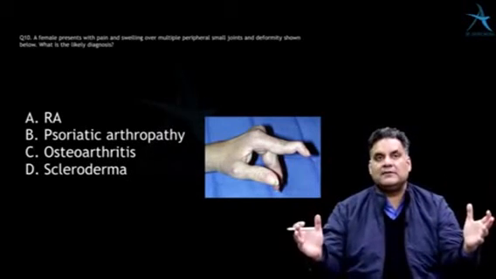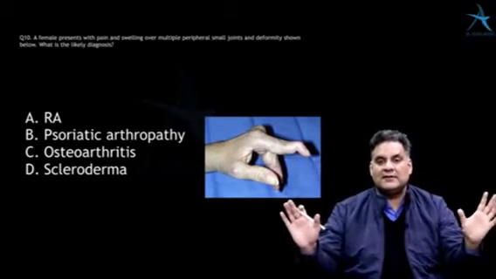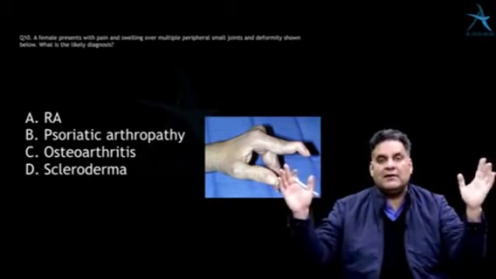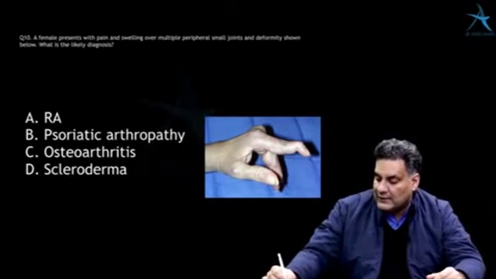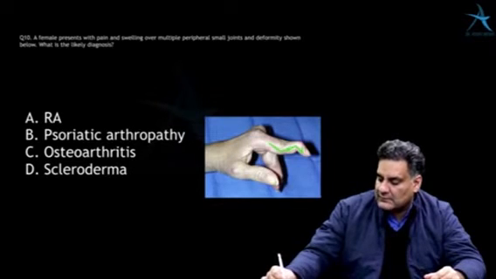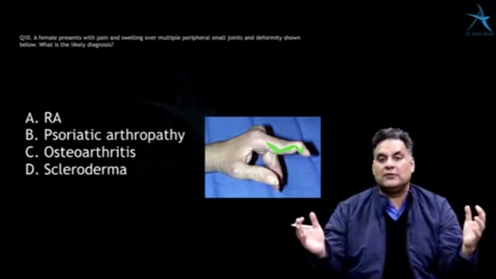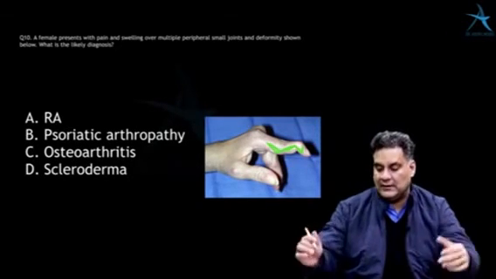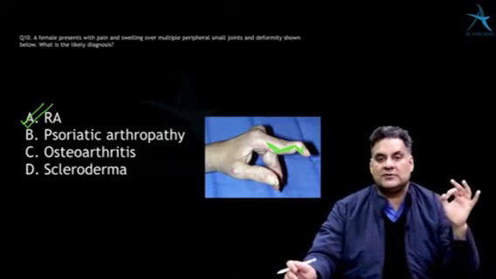A female presents with pain and swelling of the multiple peripheral small joints. The moment you see this line, your mind should run in only one direction, RA, and they have classically shown a deformity where there is a flexion of DIP and hyperextension of MCP, PIP. This is classically called a swan neck deformity, and the opposite of it is called the Boutonniere deformity. This is rheumatoid arthritis. One question one should never miss.